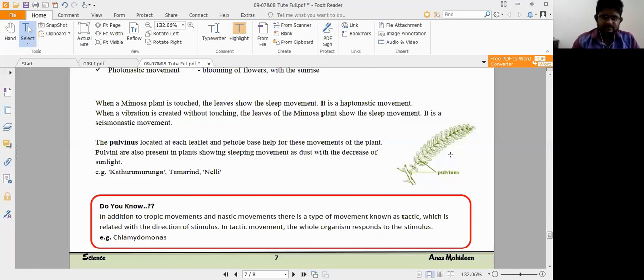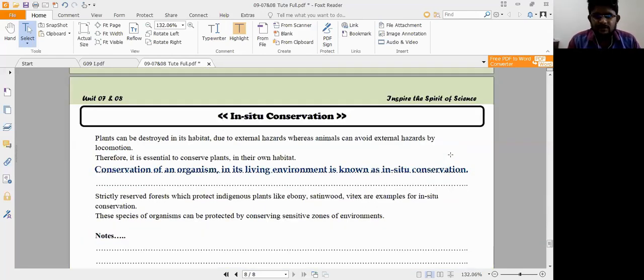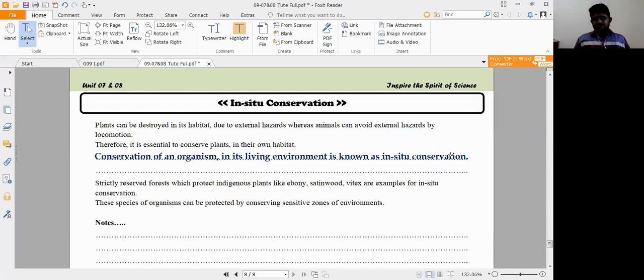And the very last point we are coming to, to end our session, is in situ conservation. That means, today, the plants and animals, due to certain external hazards and external factors, most of them are affected. Plants can be destroyed in their habitat due to external hazards, whereas animals can avoid external hazards by locomotion. During natural disasters or man-made activities, plants and animals may get affected. But most of the time animals, since they can move, can somewhat safeguard themselves. But the plants are not like that. They will be completely destroyed.